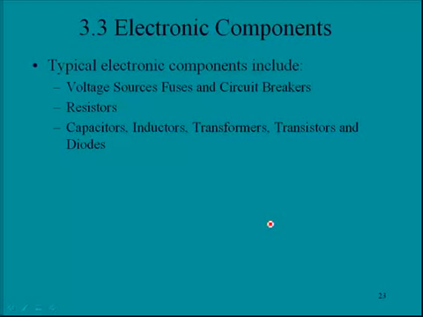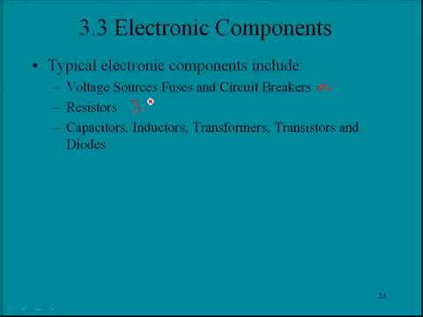We are in section 3.3, electronic components. Typical electronic components include, and we have three groups here. I'm going to be looking at voltage sources, fuses, and circuit breakers, and this will be part A. And then we're going to be looking at resistors in a second section.